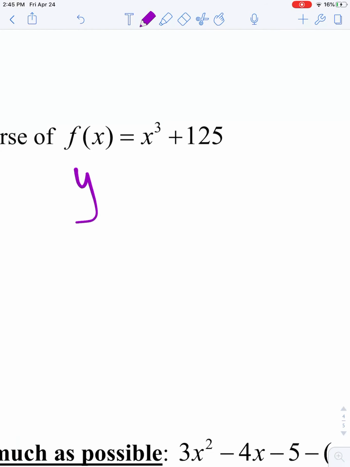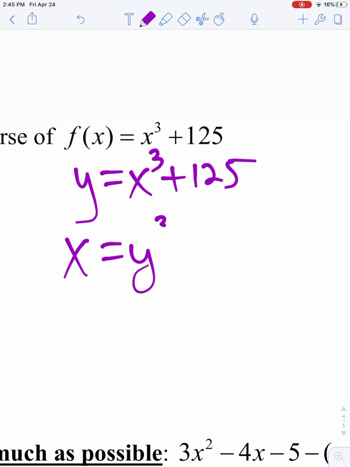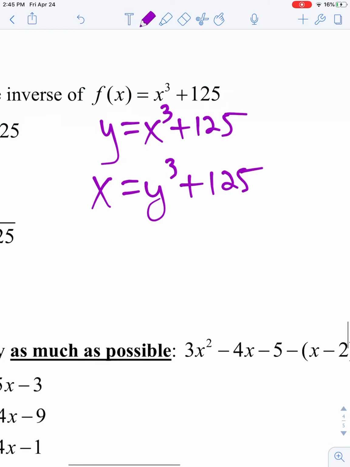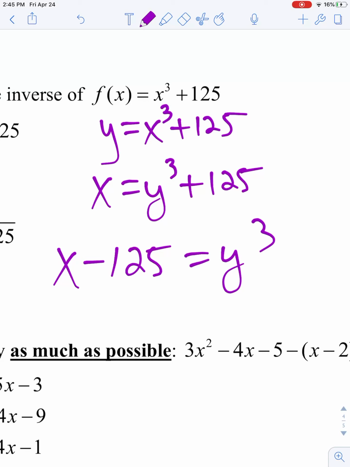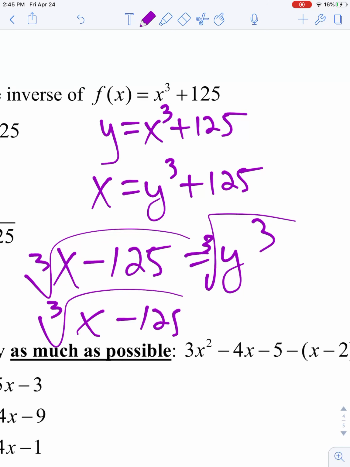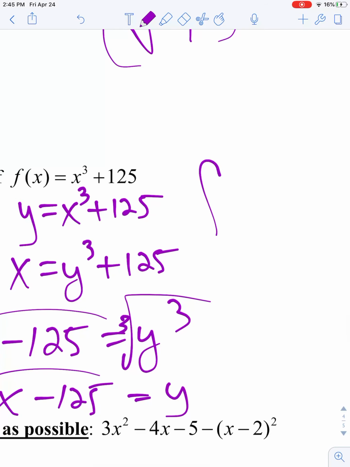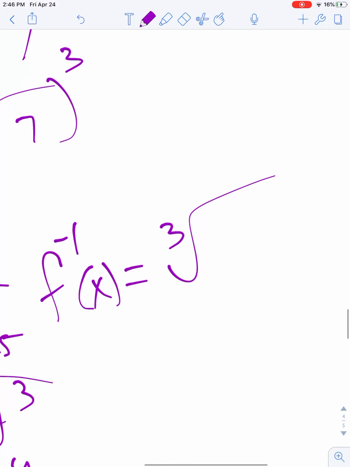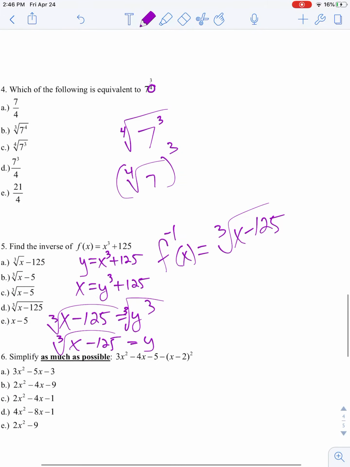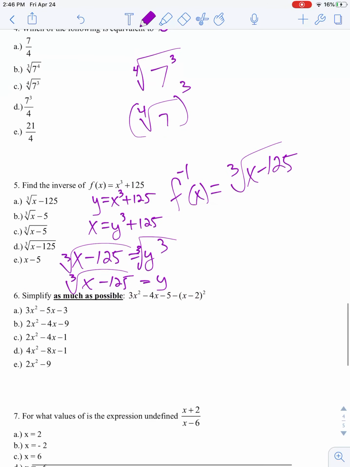Inverse. So remember, I switch the x and the y, and then I solve for y. So switch x and y, solve for y. So I subtract over the 125. I take the cubed root to undo it, and there's what I get. And then the notation, remember, for inverse, you might see it'll say this equals cubed root of x minus 125. Just so you know, that's the notation for inverse.